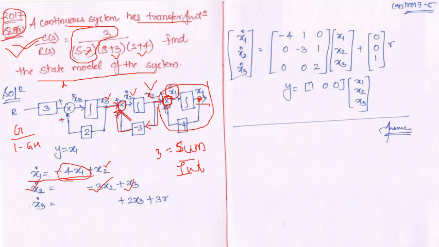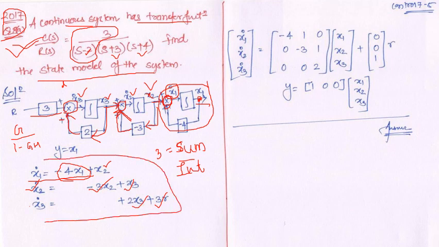Then similarly x3 dot, which is the output of the last summer, is coming from the input u or r. So this is 3r, and x3 getting multiplied with 2 and added with the 3r, so this is 2x3. Now simply you need to write these equations in matrix form: x1 dot, x2 dot, x3 dot, and then coefficient matrix A. These are simple linear equations. I hope you can very well write these. And that's it for the first part of 2017.